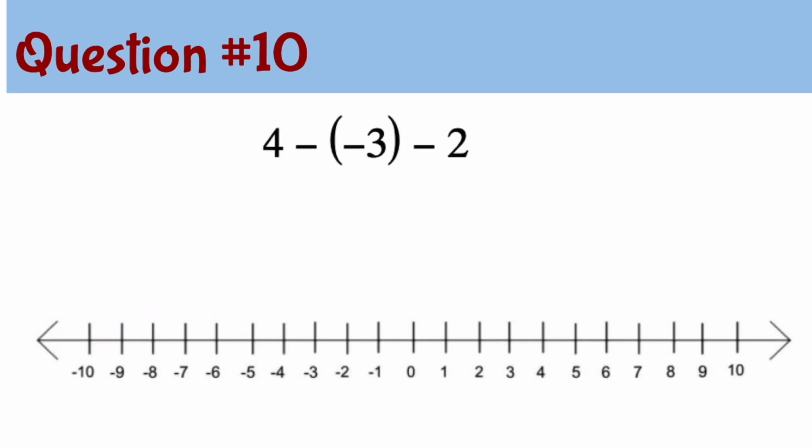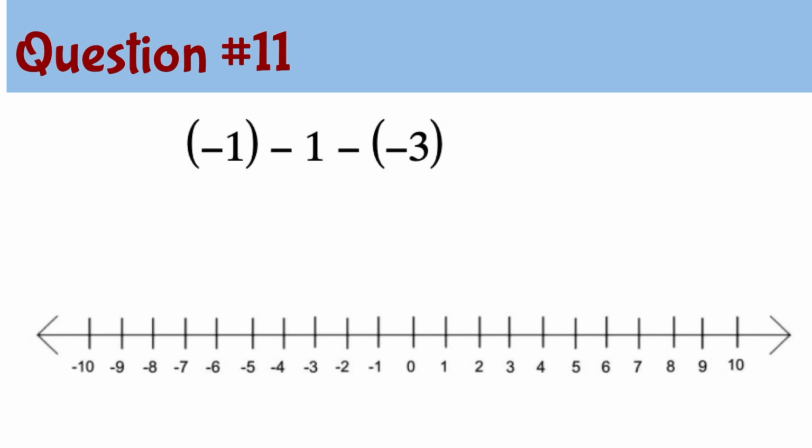Question number 10. 4 minus negative 3 minus 2. For this question, our starting point is at 4. And from 4, we need to subtract negative 3. And subtracting negative 3 means moving 3 units to the right. So 1, 2, 3. And that is 7. From 7, we're subtracting 2, which means 2 units to the left. So 1, 2. So the answer for this question is 5.